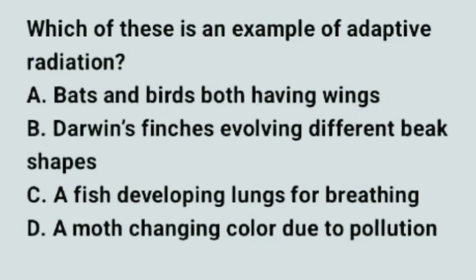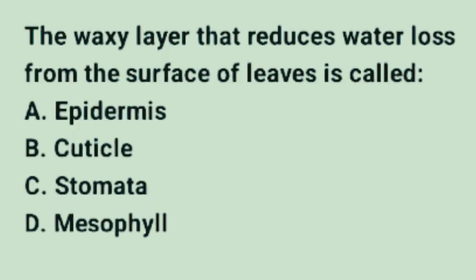evolving different beak shapes. Question 7 says, The waxy layer that reduces water loss from the surface of leaves is called dash. A. Epidermis, B. Cuticle, C. Stomata, and D. Mesophyll. The correct option there is option B.